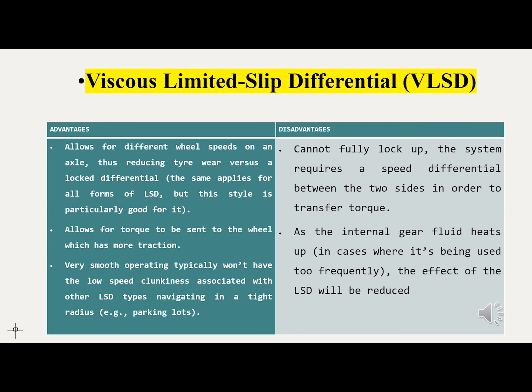The disadvantages of the viscous limited slip differential are: first, it cannot fully lock up. The system requires a speed differential between the two sides in order to transfer torque. And the last one, as the internal gear fluid heats up, in case it is being used too frequently, the effect of the LSD will be reduced.